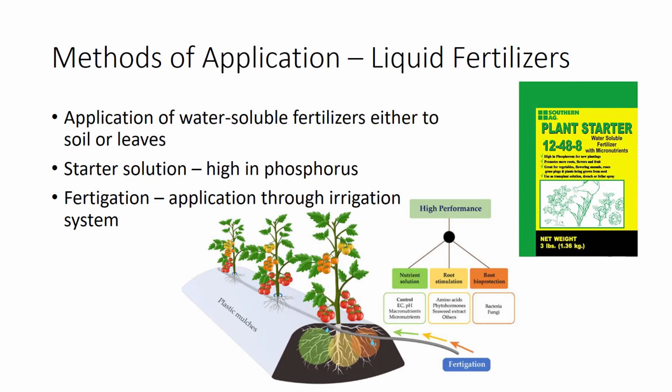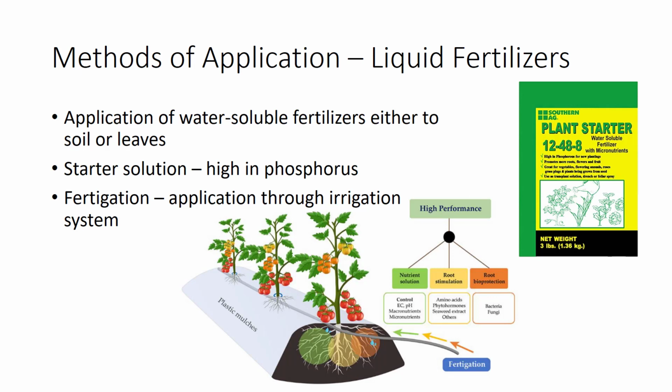The second way to apply fertilizers is through liquid application, which is the application of water-soluble forms of fertilizers to either the soil or leaves. Starter solutions are water-soluble materials high in phosphorus. They work best when no fertilizer has been applied to the row prior to planting. After planting, the starter solution should be applied to the soil around the roots of recently planted transplants.